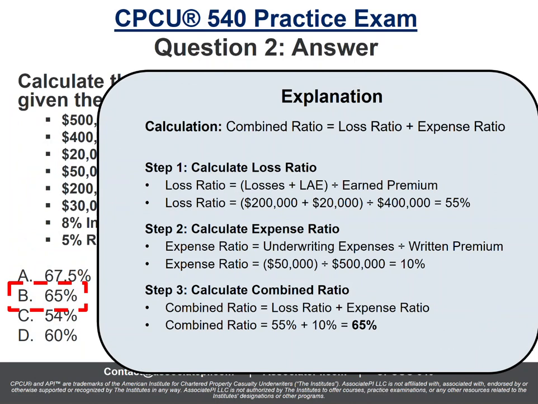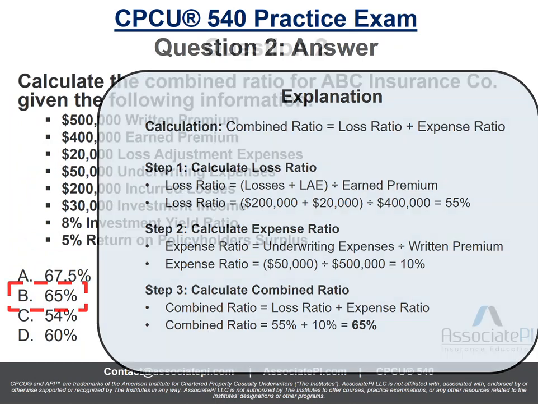So the correct answer is B, and this, as I mentioned, is a multi-step problem. Combined ratio, the formula is combined ratio equals loss ratio plus expense ratio. So this is a tough one. Step 1, you've got to calculate the loss ratio. Step 2, you've got to calculate the expense ratio, and then finally you can add the two together to get combined ratio.